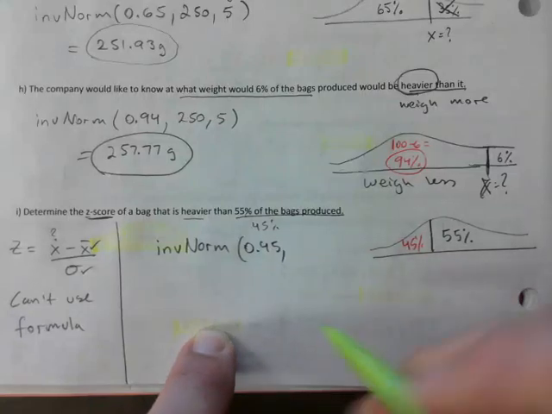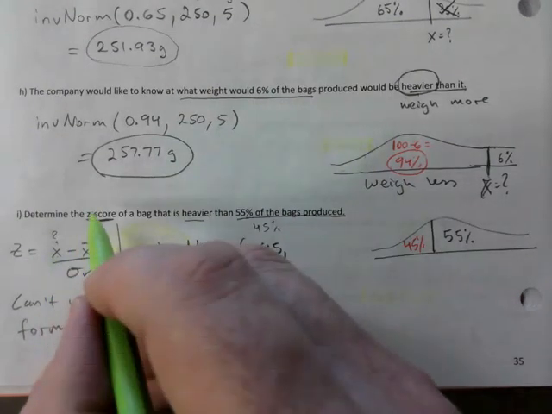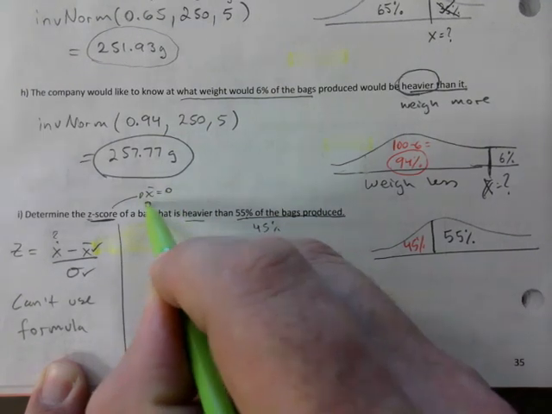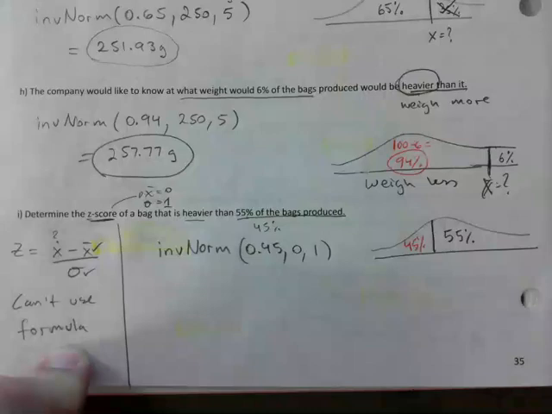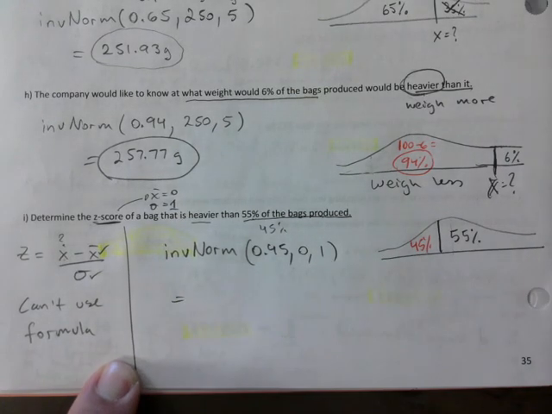And what's my mean and standard deviation? I want a z-score, remember? 0, 1, okay? So z-score, I know that mean is 0, standard deviation is 1. So you can't put the 250 and the 5 because then you wouldn't be finding the z-score, you'd be finding the actual weight. Okay, so let's figure this out.